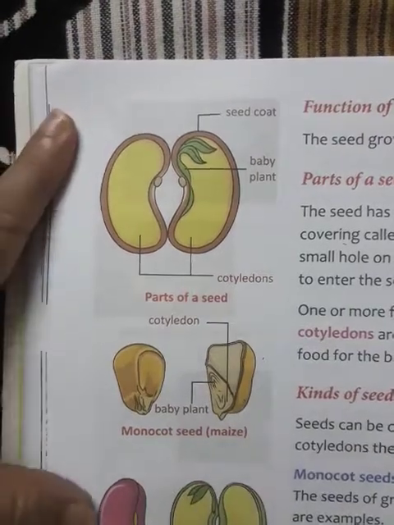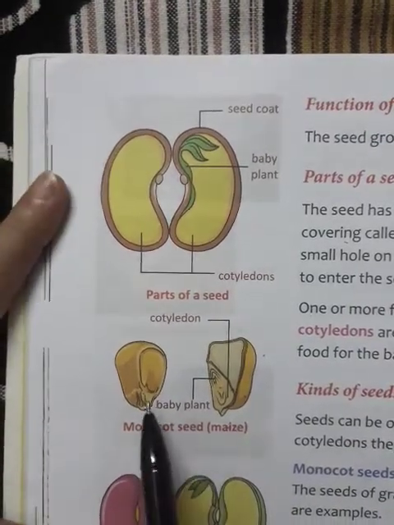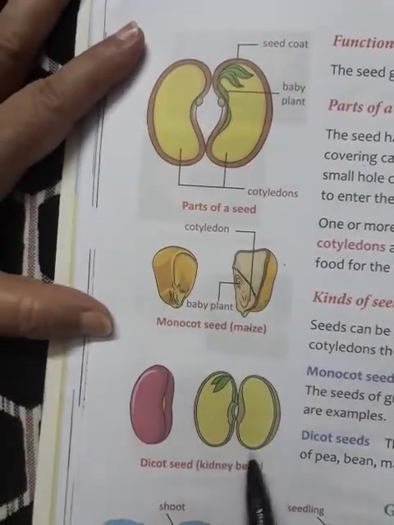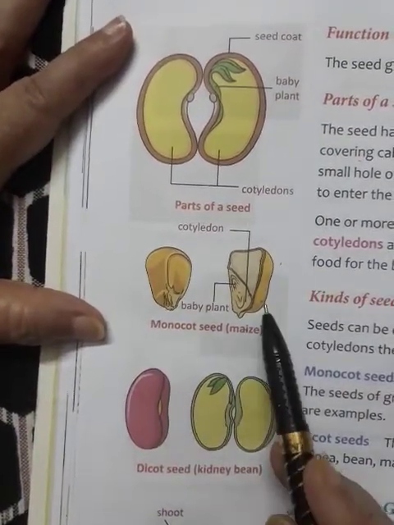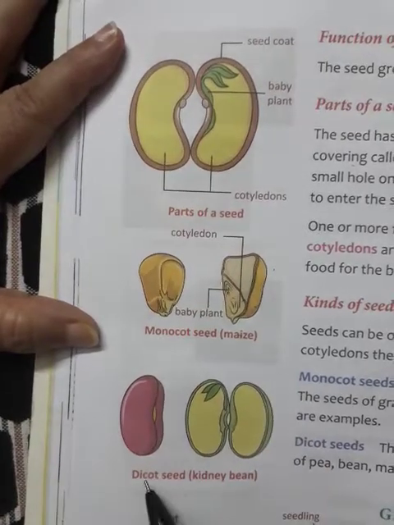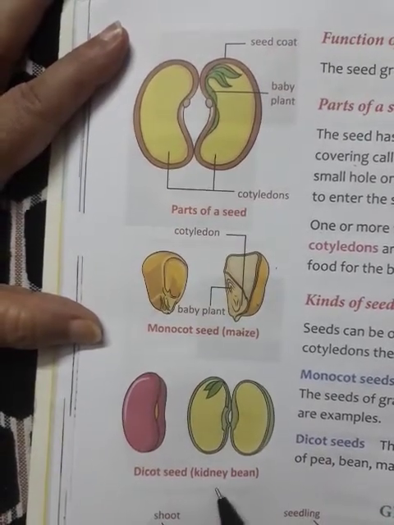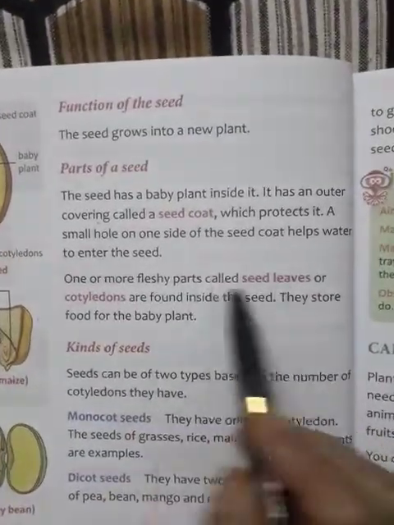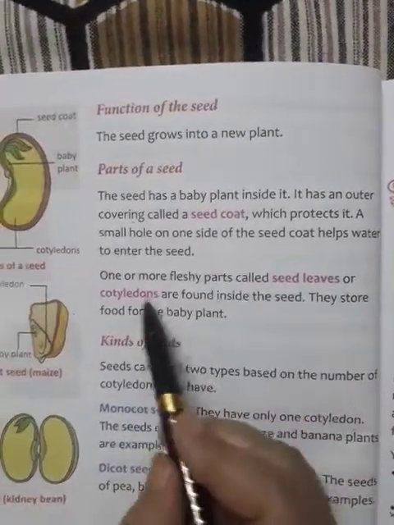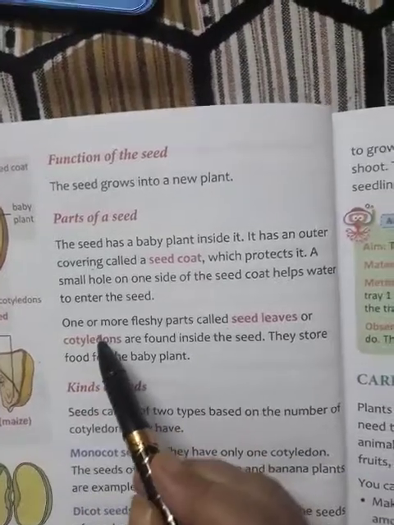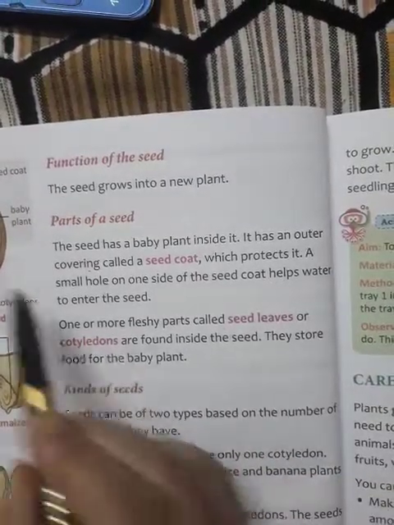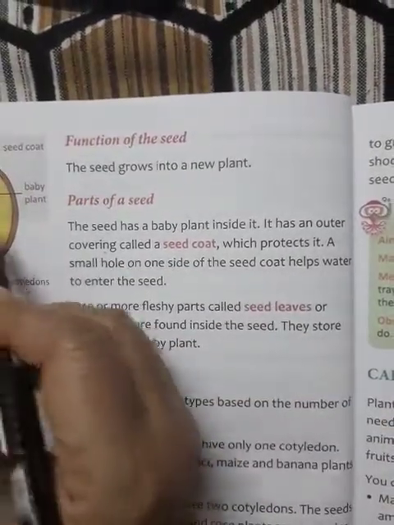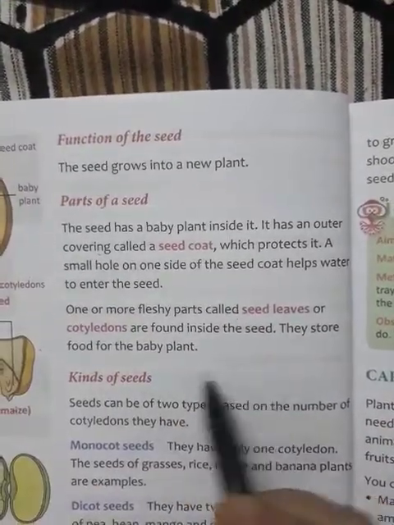This is the monocot seed, where it has got one cotyledon, and this is a dicot seed where it has two cotyledons. Example is maize for monocot seed, and for dicot seed it is kidney beans. So we have the seed leaves also, or the cotyledons. Another name for the cotyledons is the seed leaves. They store the food for the plant and the water gets inside through a small hole which is there.